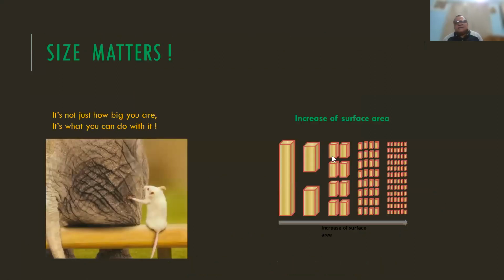Well, the size here matters a lot. It is not just how big you are, like an elephant and a rat, it's what you can do with it. So take a solid structure, break it into smaller pieces, and further smaller pieces, and you see the surface area has increased. This is the beauty of nanomaterials. The photonic properties and all chemical and physical properties change once the particle size goes down.